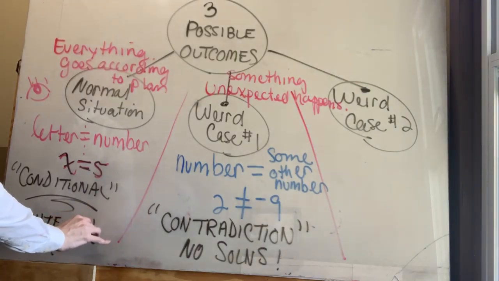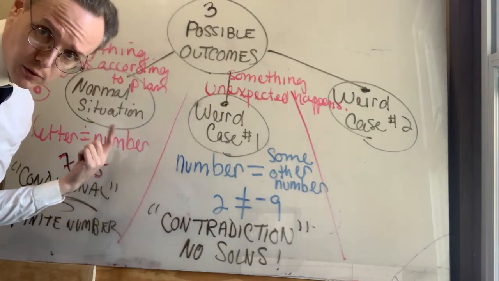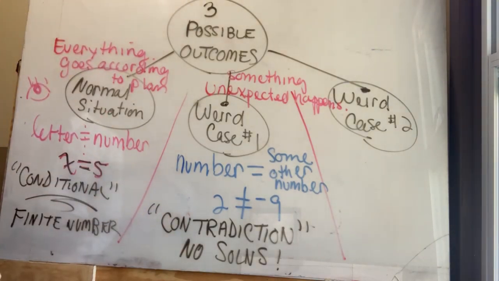I don't want to say just one, because perhaps there's two. You know, it depends on how complicated it is. If you had a quadratic equation, you'd have two answers. All right?